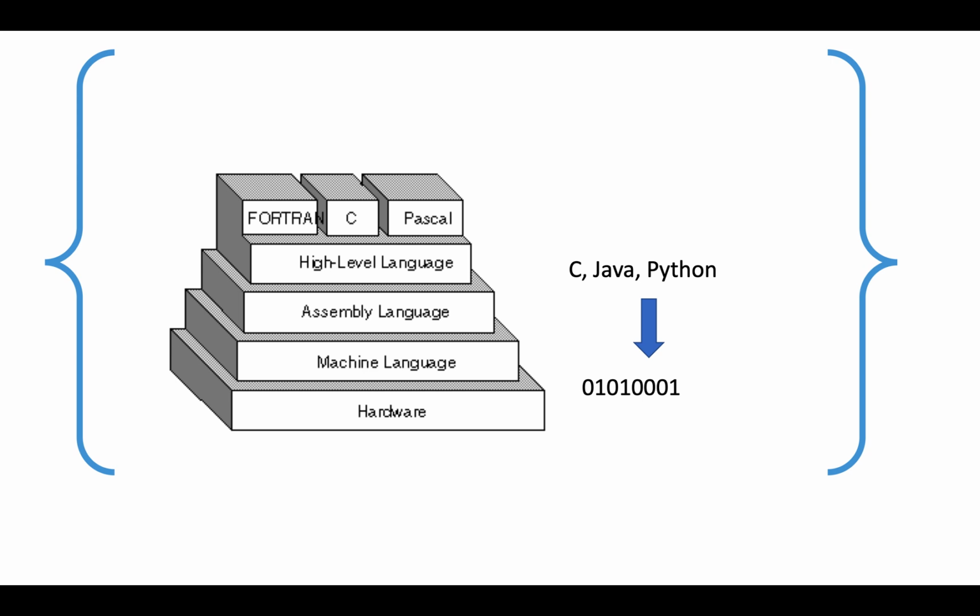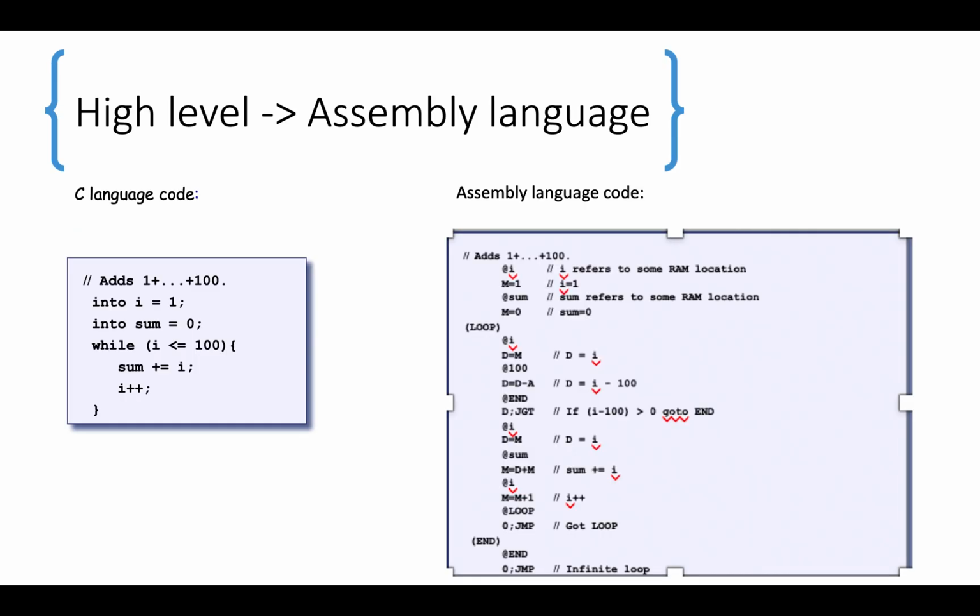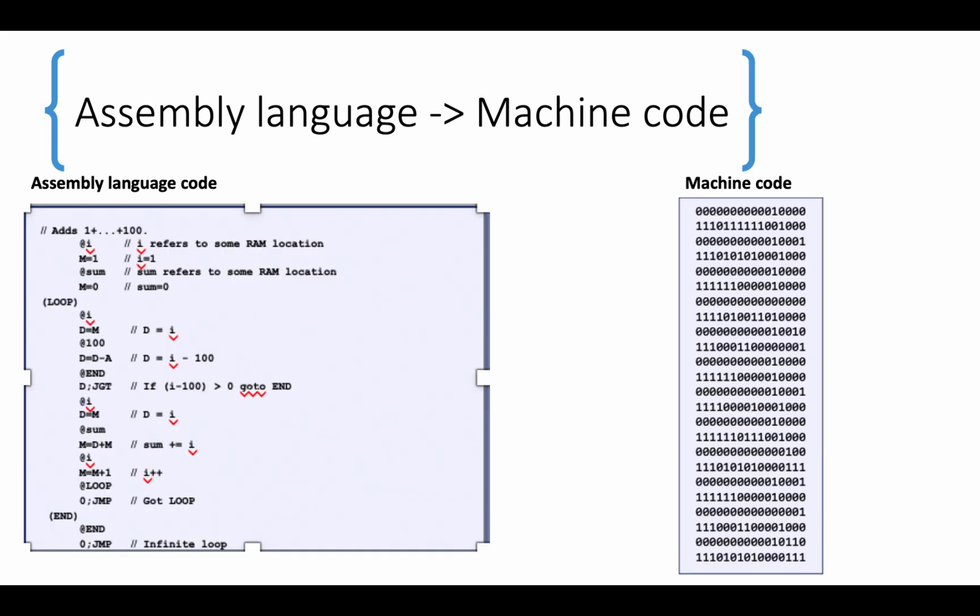Today we have compilers that convert this for us, but in the old days they had to type in all the binary code themselves in the computer. Here is the high level language converted down to the assembly language. And here is the assembly language converted down to the machine code which the computer will understand.